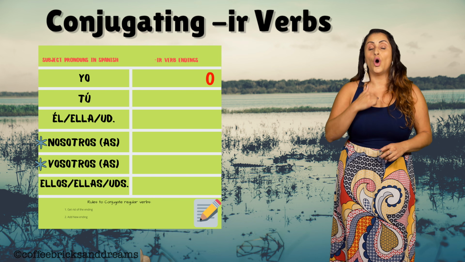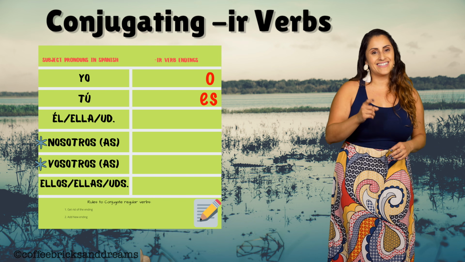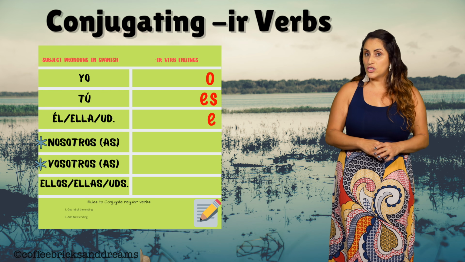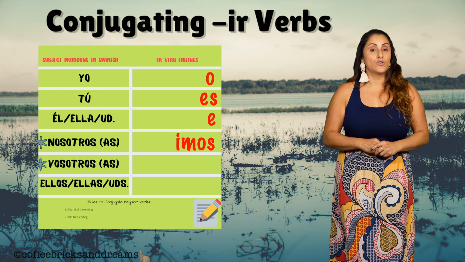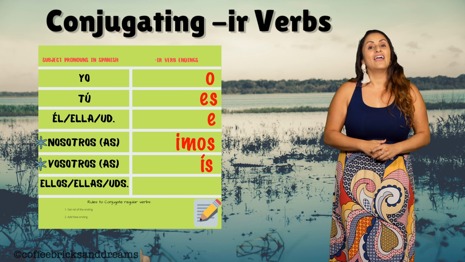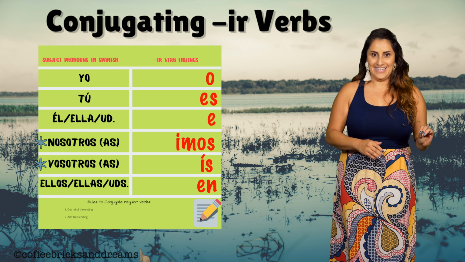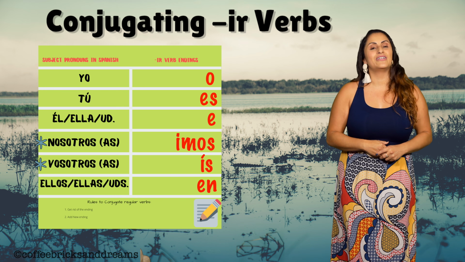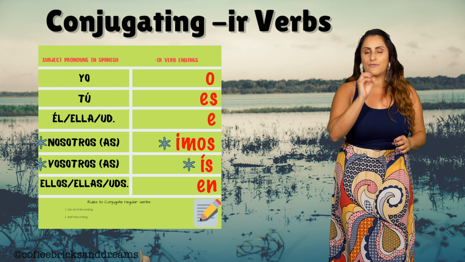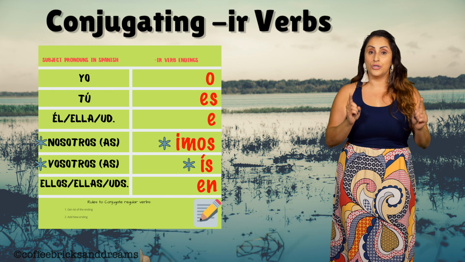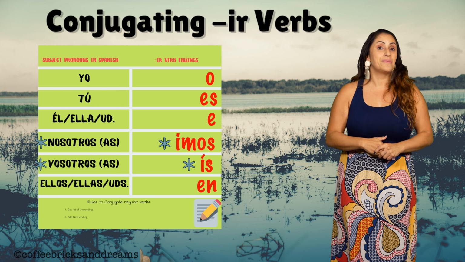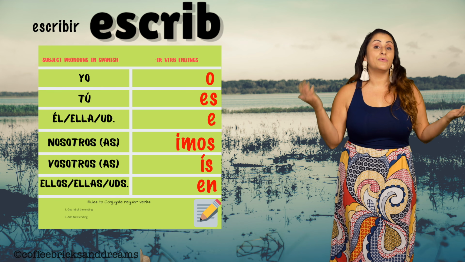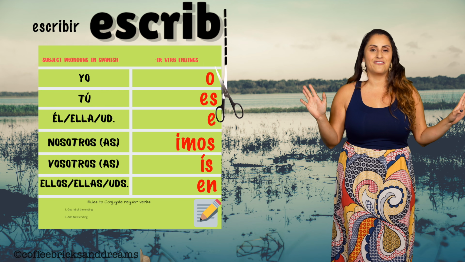So for yo, o, for tú, es, for él, ella, and usted, e, for nosotros, imos, for vosotros, is, and for ellos, ellas, and ustedes, en. Now you can see all of them, and you can see they are very similar to ER verbs, except for those nosotros and vosotros, which you do have to keep in mind so that you don't make any mistakes. So now, let's bring back the verb escribir.